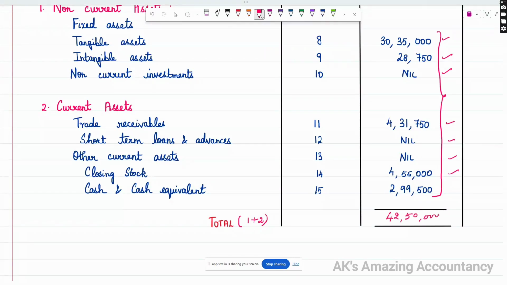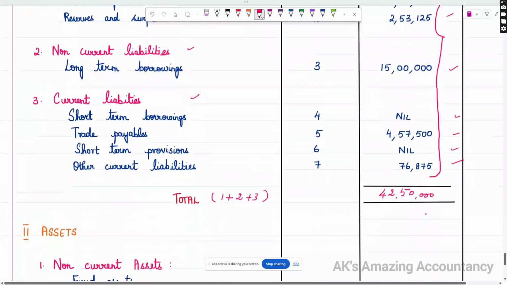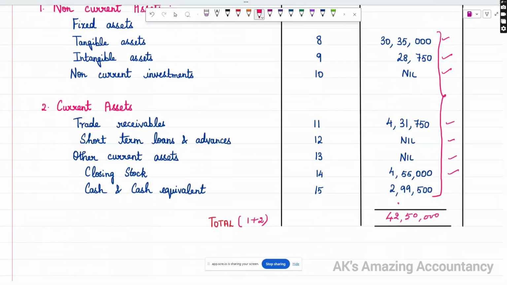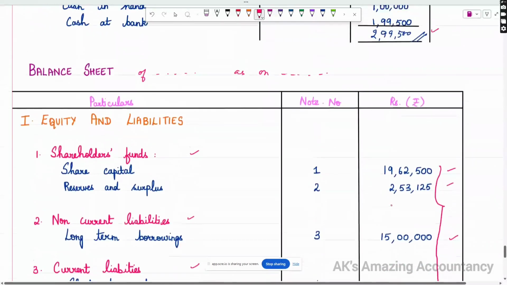42 lakhs and 50,000. So what was the total you got for equity and liabilities? That is 42 lakh and 50,000, isn't it? And what is the total you are getting for assets? That is also 42 lakh and 50,000. So our answer is correct. So this is the way in which you will be preparing the balance sheet.